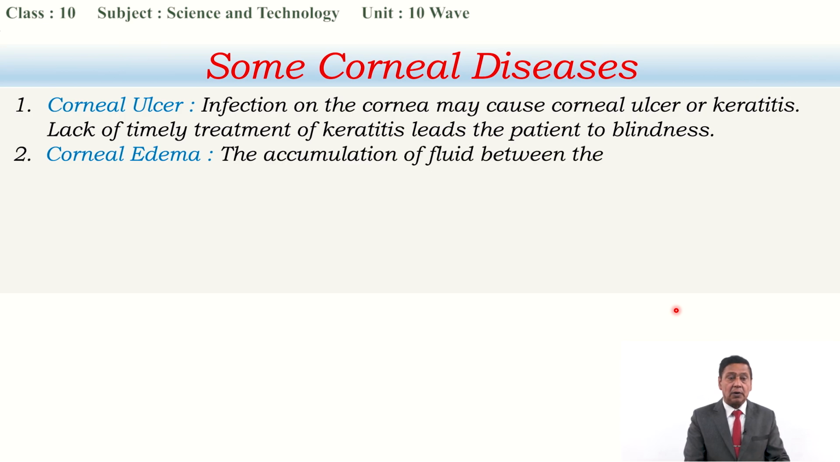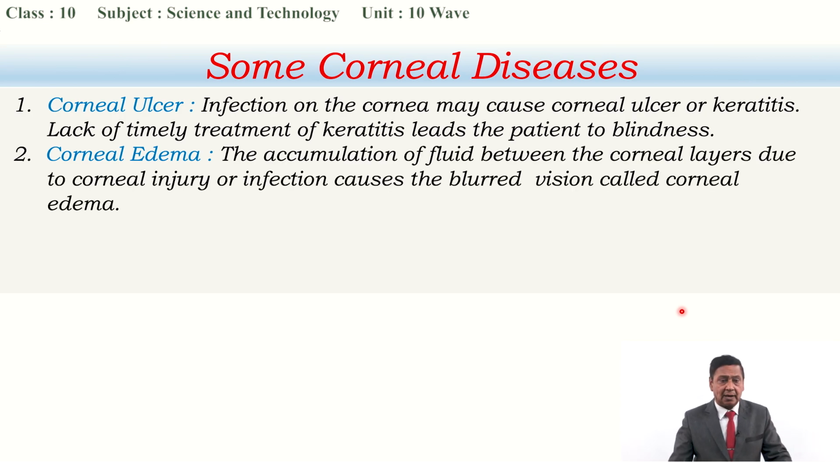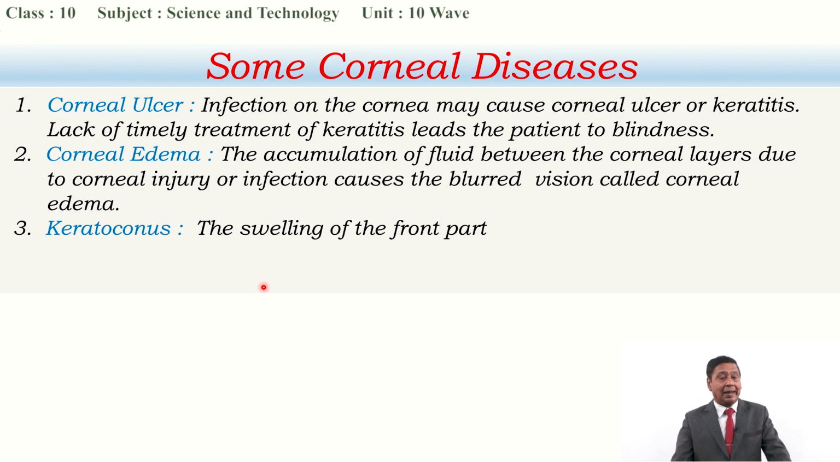Next is corneal edema. This is another problem with the cornea. The accumulation of fluid between the corneal layers due to corneal injury or infection causes blurred vision, called corneal edema. This one occurs due to the accumulation of fluid, this one means corneal edema, isn't it? There is another problem also, keratoconus.